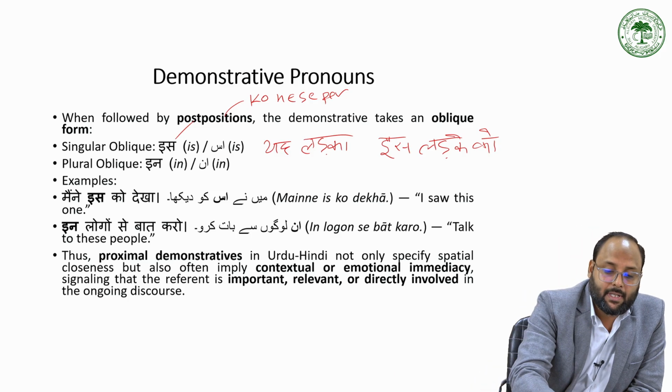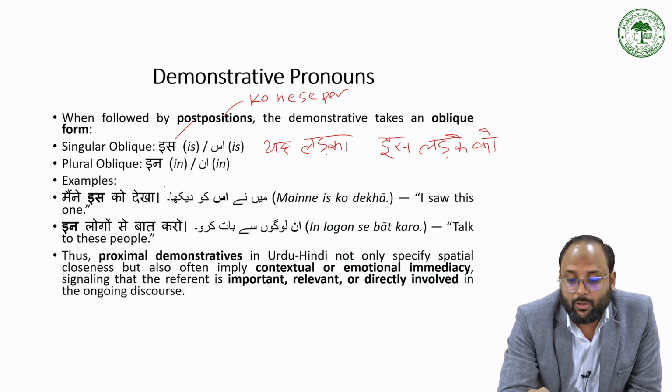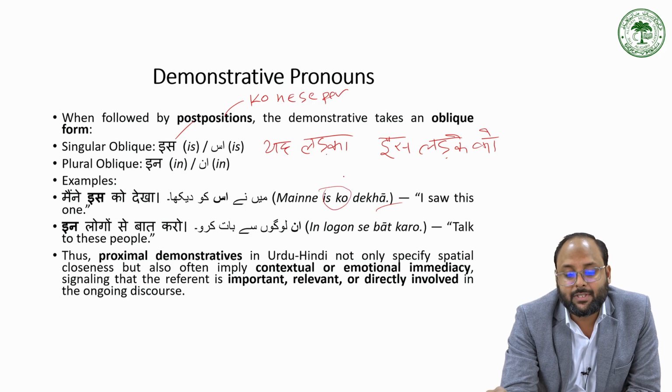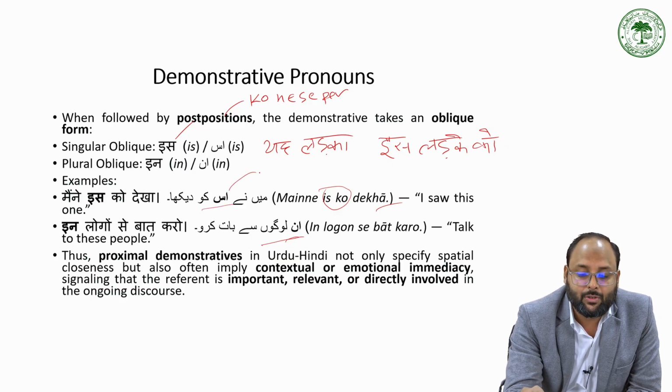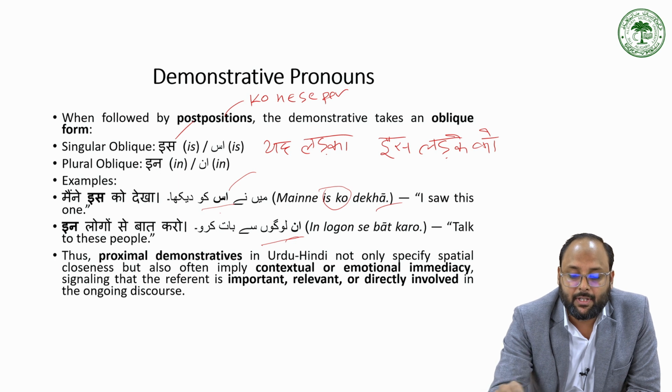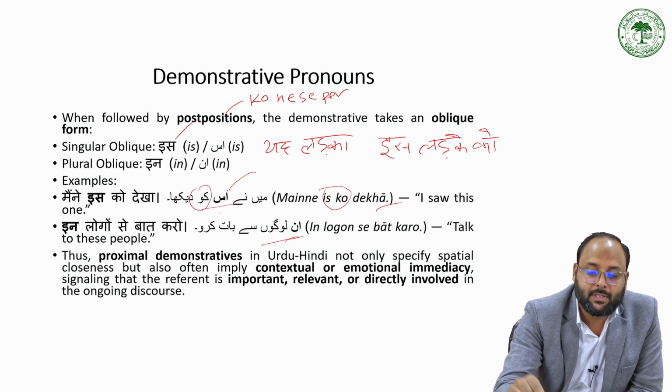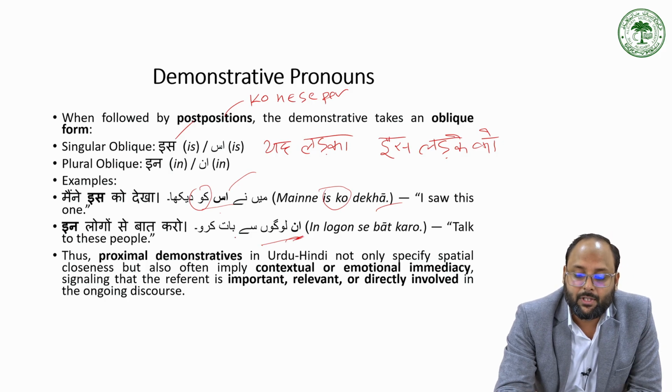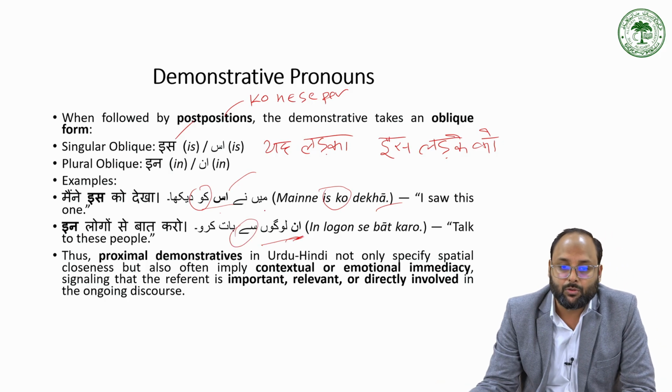So in this example, मैंने इसको देखा, the इसको is singular, and for the plural, इन लोगों से बात करो, that is इन लोगों. So in singular we use इस when it is followed by a postposition, which is the oblique form, and for plural the oblique form is इन when it is followed by a postposition, as in इन लोगों से.